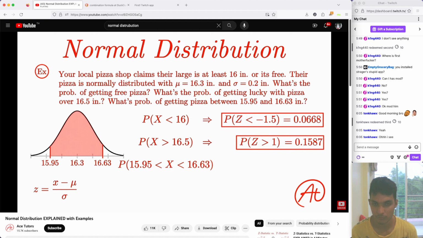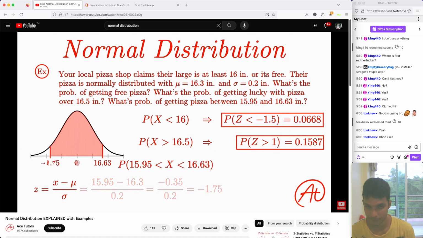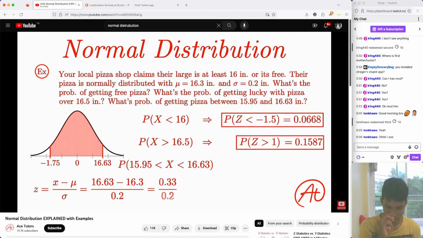Finally, we want to find the probability of getting a pizza between 15.95 and 16.63 inches. First, as always, let's find some z-scores. For 15.95, we get negative 0.35 divided by 0.2, or negative 1.75. And for 16.63, we get 0.33 divided by 0.2, or 1.65.